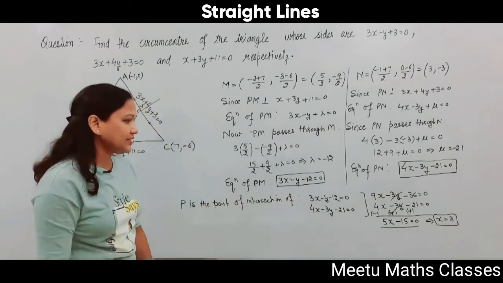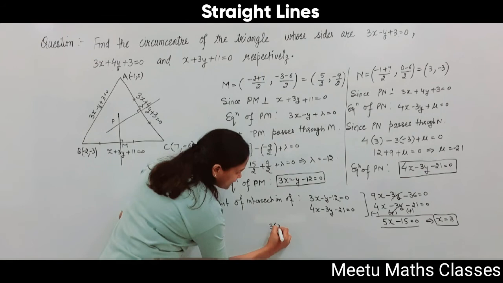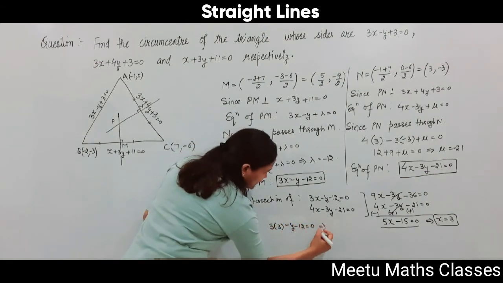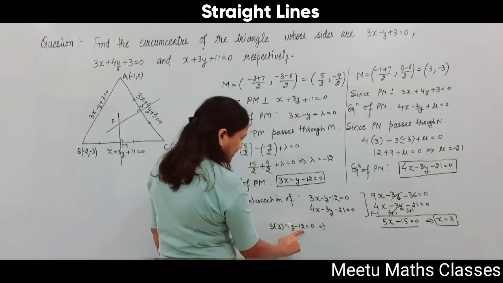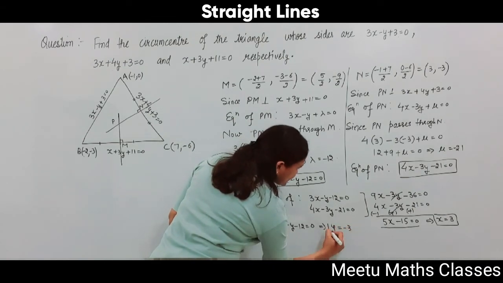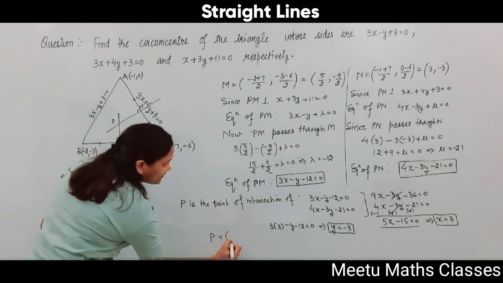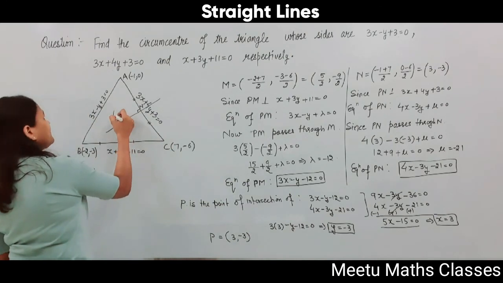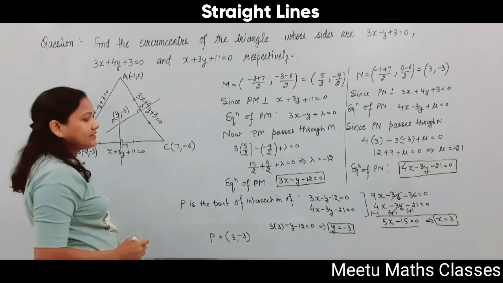तो x is equal to 3, किसी भी equation में substitute करेंगे, you will get the value of y. 9 minus 12 is minus 3, so y is equal to minus 3. So the coordinates of P are x is 3 and y is minus 3. So our circumcenter is (3, -3).